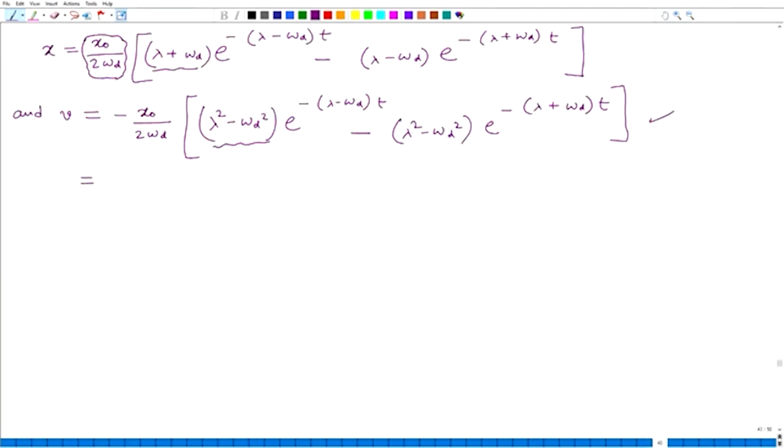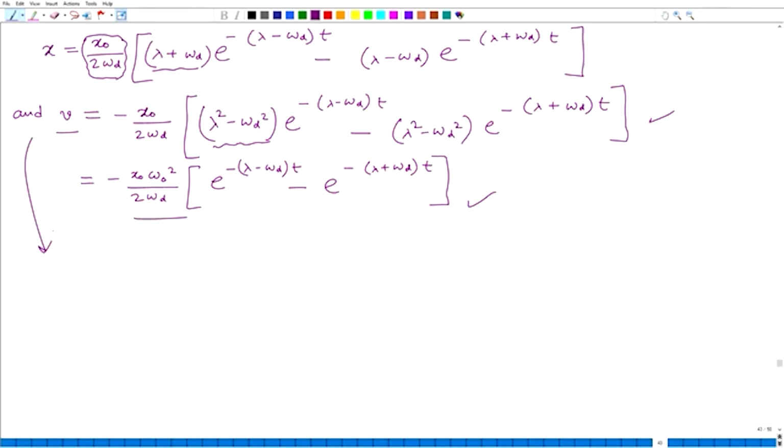I take the omega 0 square out and I can write minus x 0 omega 0 square by 2 omega d, e to the minus lambda minus omega d times t minus e to the minus lambda plus omega d t. Okay. Now, this is the expression of velocity where you know all the initial conditions, and you express the arbitrary constants of integration in terms of them, then you do the d/dt. So, that is something also a training to understand for general problems.